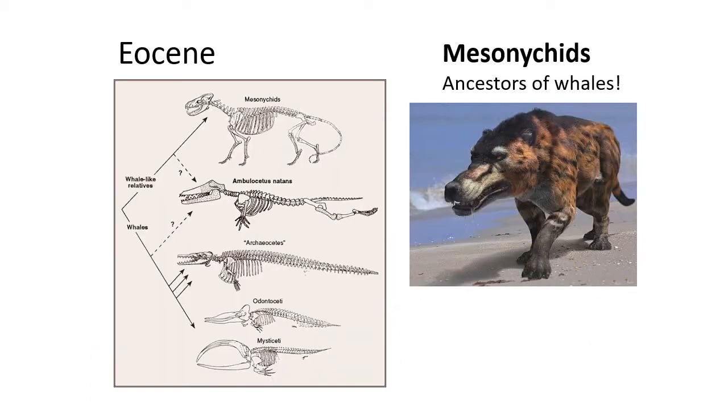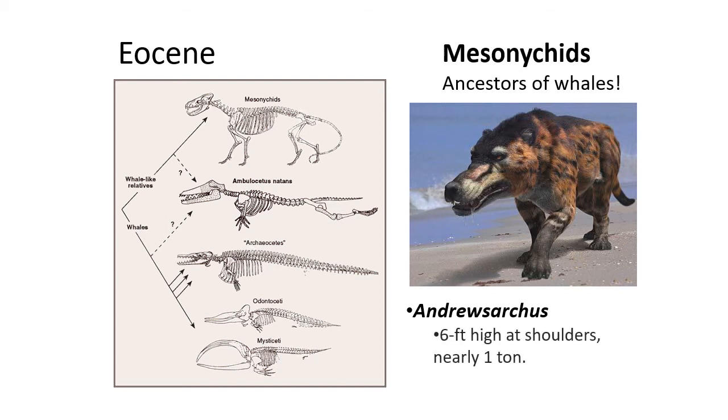We also see the evolution of whales in the Cenozoic. This starts in the Eocene with a group of animals known as the mesonychids, which are kind of polar bear-sized carnivores. In fact, Andrewsarchus is a well-known one from Mongolia. These animals were about 6 feet high at the shoulder, and they weighed nearly a ton. So actually, they're a bit bigger than a polar bear. They're the largest terrestrial mammalian carnivore ever, or at least that we know of.